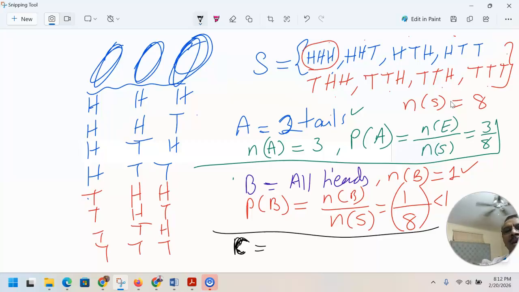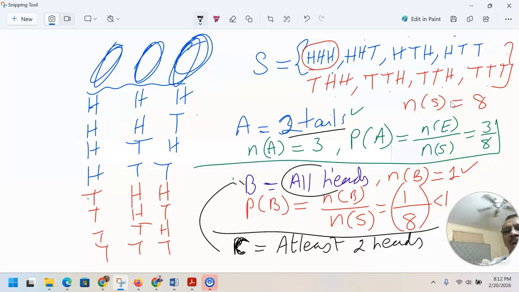at least two heads. This one I said two tails, right? Suppose I say at least two heads. Now, what is the difference between this and this? This is all heads. Now, this basically means at least two heads. It means it could be two heads or three heads.